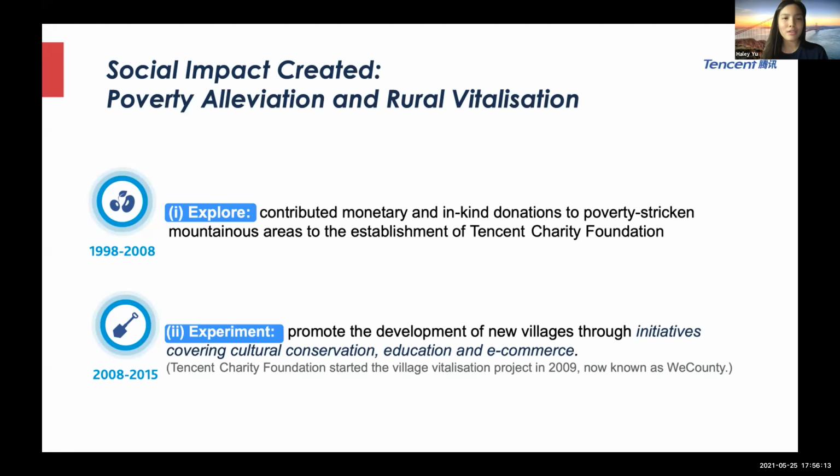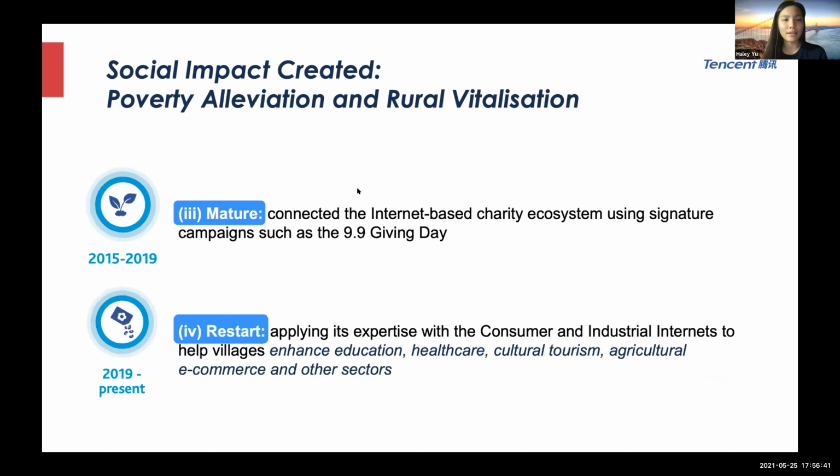We can divide the development into 4 stages. The first one is the stage of exploration, where the company contributed monetary and in-kind donations, but it was only money-based, so it was not social innovation, just a way to show their social responsibility. And the second stage is the stage of experiments, where the company promotes the development of new villages through initiatives covering cultural conservation, education, and e-commerce. And the later stage is more mature.